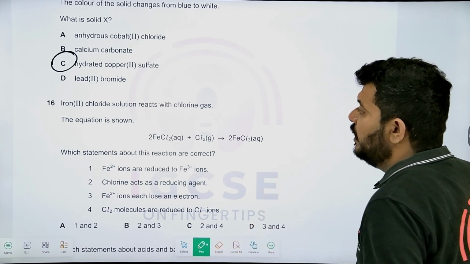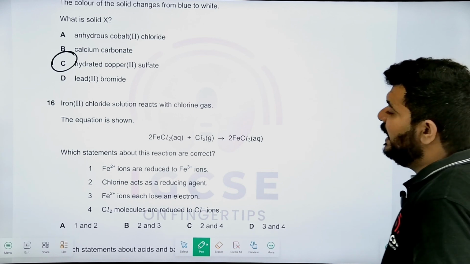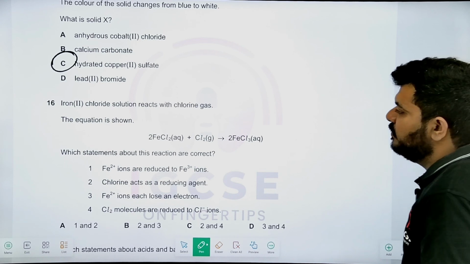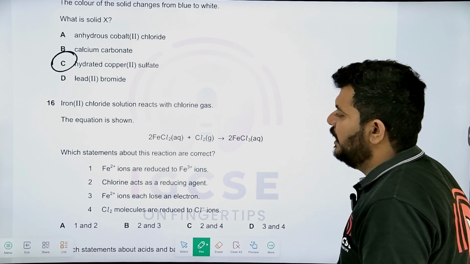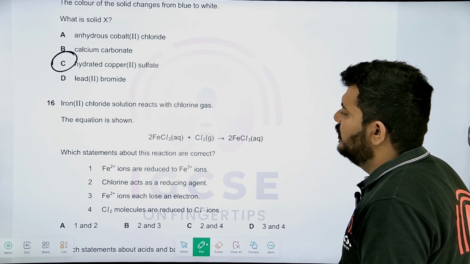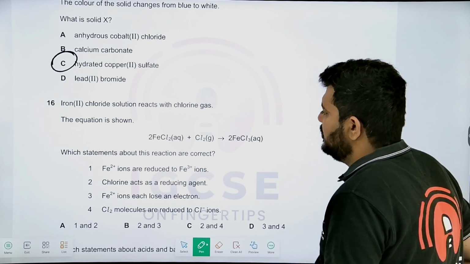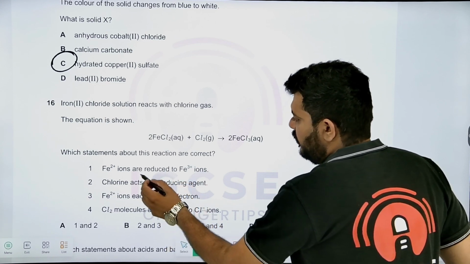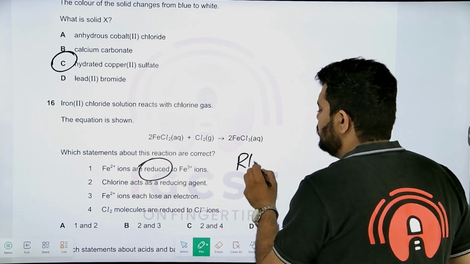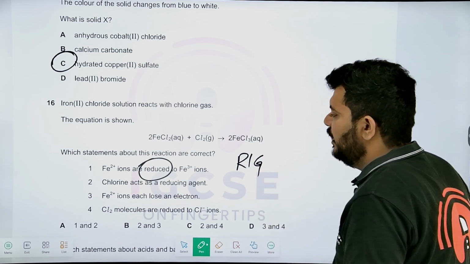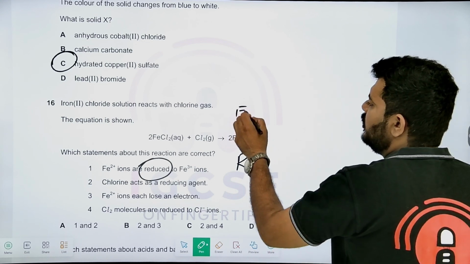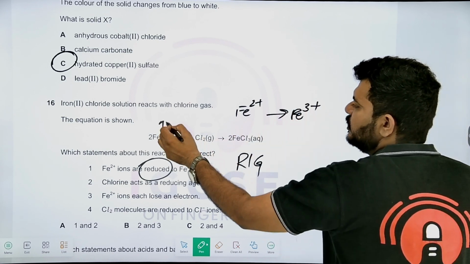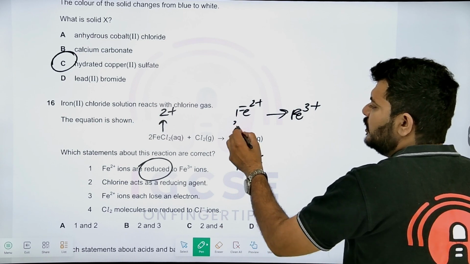So we have iron chloride solution reacting with chlorine gas. The equation is shown. Which statements about this reaction are correct? Fe2+ ions are reduced to Fe3+ ions. Okay, let's see what is happening. They are saying reduction, right? If I say reduction, reduction should be gain of electrons, right? If it goes from Fe2+ to Fe3+, which is true, right? This is 2+ over here and this is 3+ over here.